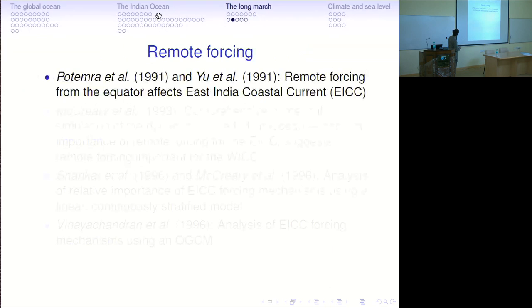A brief history of remote forcing. Potemkin and Yu were also students of Jim O'Brien. In 1991, there were two papers showing that remote forcing from the equator, winds at the equator, affects the East India Coastal Current. Equatorial Kelvin waves reflect off the boundary of Sumatra, there's poleward propagation of energy, and that Kelvin wave just goes around the perimeter of the bay.